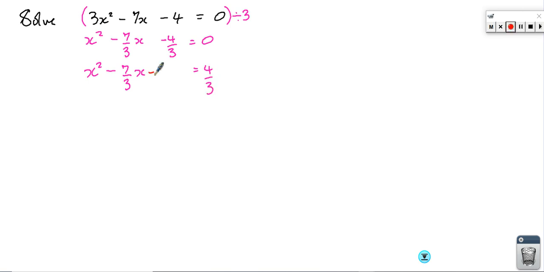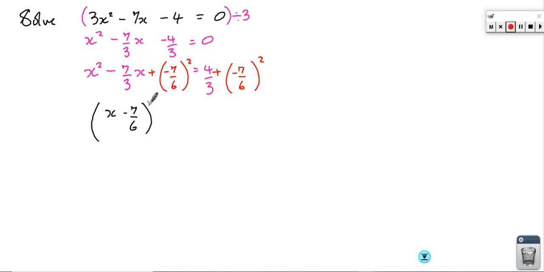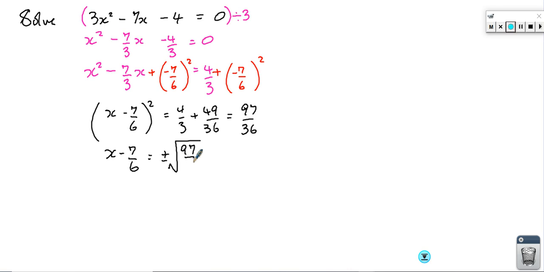Third step, add a square bracket to both sides of the equation. Inside the square bracket, I'm going to have minus 7 on 3, so that's minus 7 on 6. Now I've got a perfect square on this side, so it is x minus 7 on 6 squared is equal to, and I'm going to work this out, so that's 4 on 3 plus 49 on 36, which is equal to 97 on 36. Okay, so I now have x minus 7 on 6 is equal to plus or minus the square root of 97 on 36.